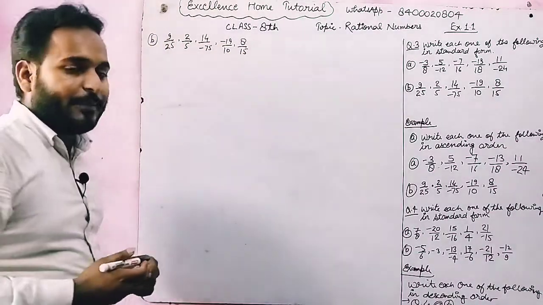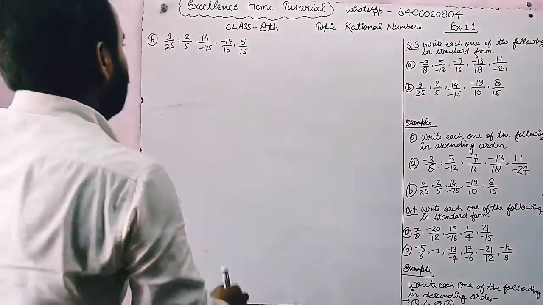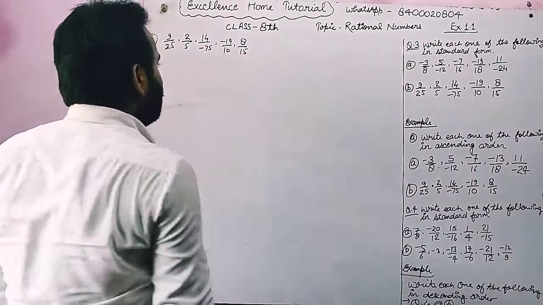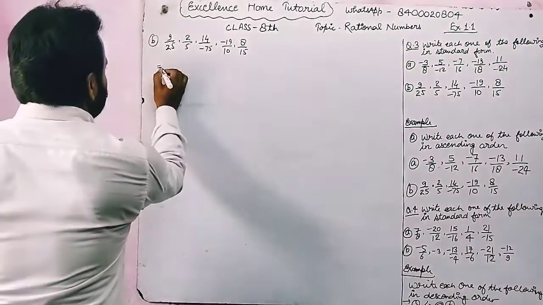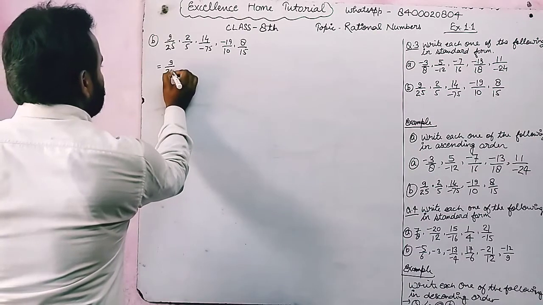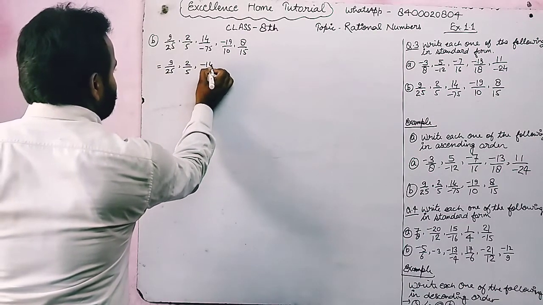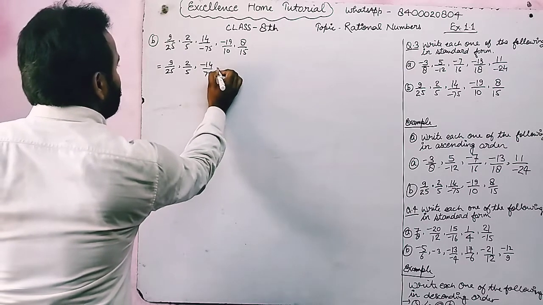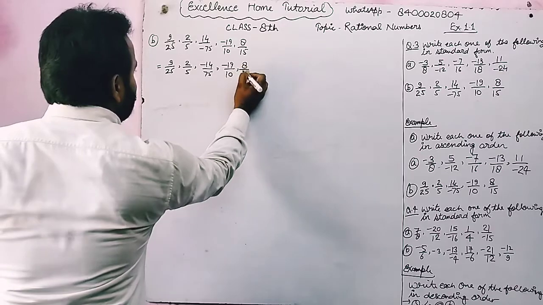First of all, we have to make the denominator positive. Okay, in this only minus 75 is negative. So first of all, you have to make this positive. So this is written as it is. So minus 19 by 10, 8 by 15.